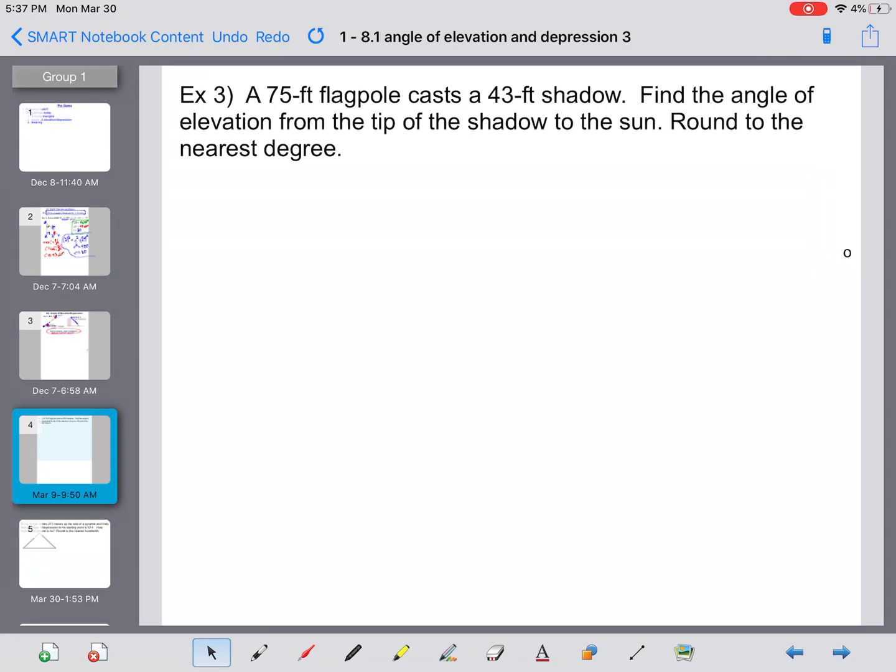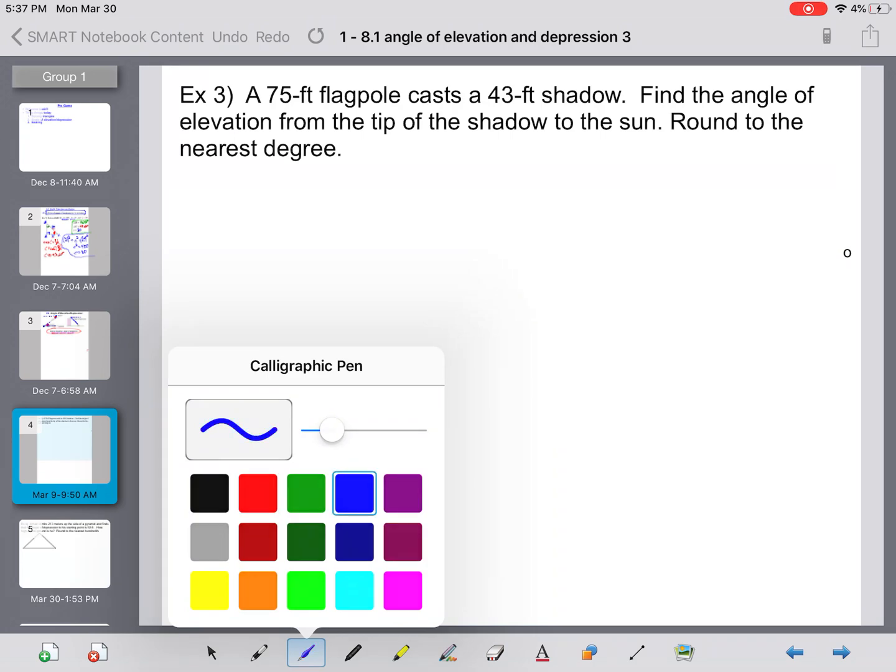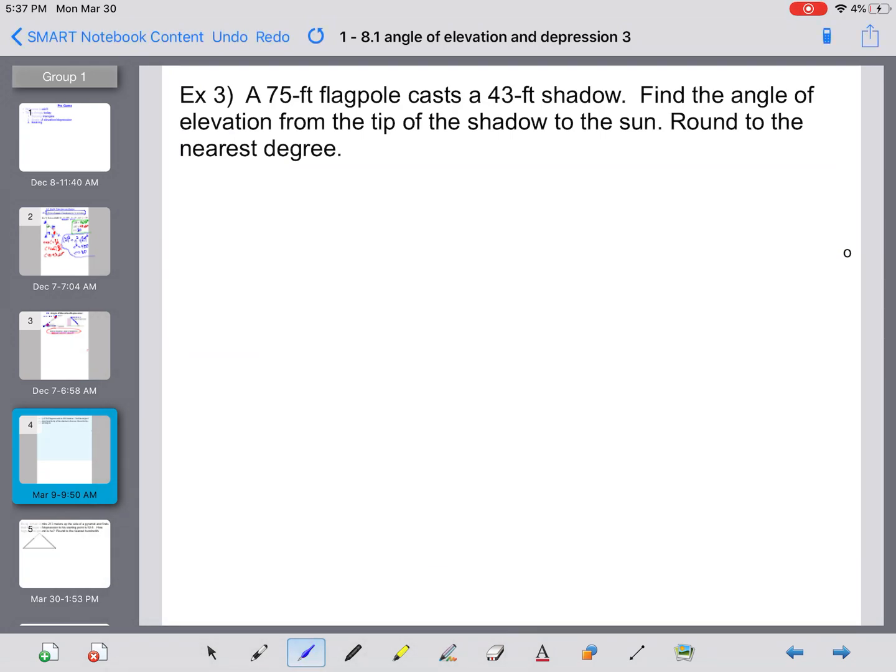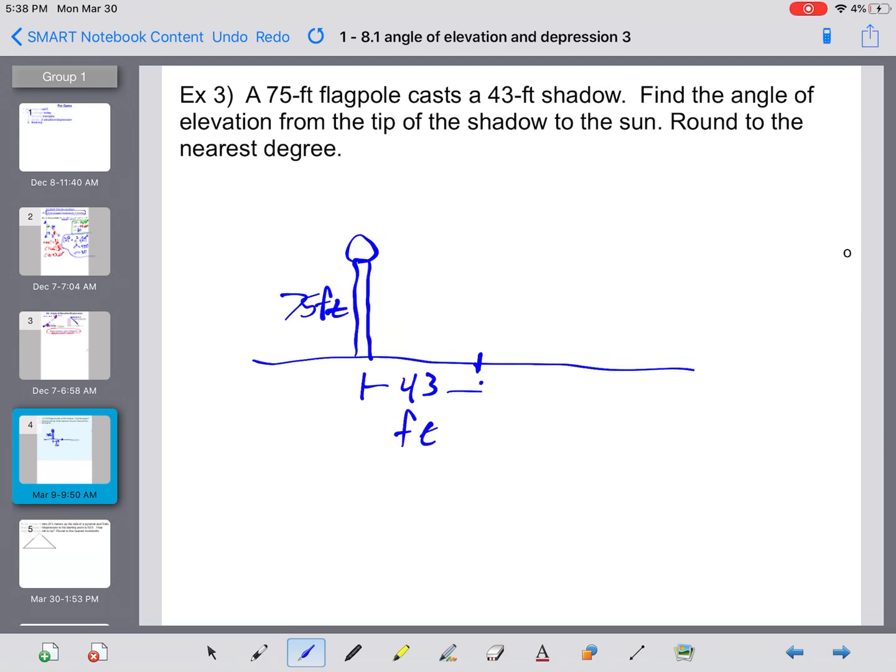Anyway, this is very similar to problems you did in geometry. Let's practice it though. This problem is from a horizon view. So think about you're playing Angry Birds or some game like that. Here's the ground and you're looking at the horizon to see the situation. So the flagpole is 75 feet tall, and it's casting a shadow. Let's say the shadow ends there. We know that this distance here is 43 feet from there to there.